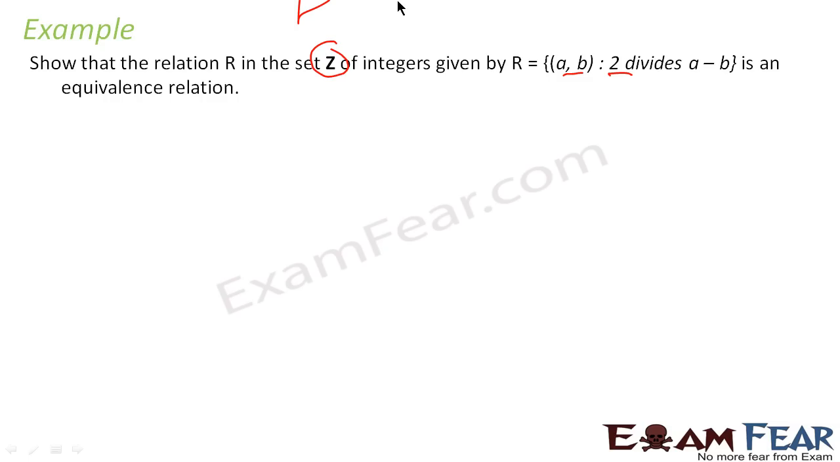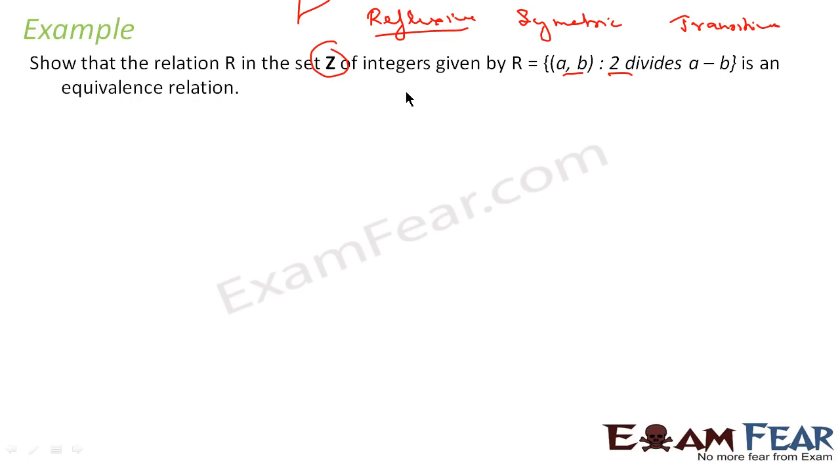Now, for a relation to be an equivalence, it has to be reflexive, symmetric, and transitive. First, we'll prove that it is reflexive.